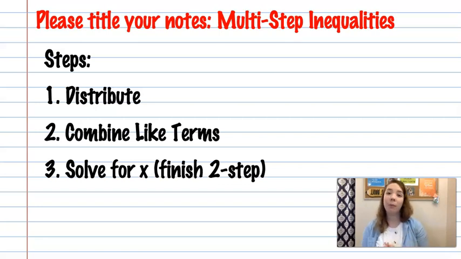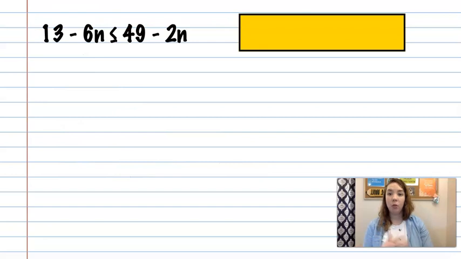Step one is to distribute if you have any parentheses, so you don't always have to do that, only when you have parentheses. Step two is to combine like terms, get your x's together, get your constants together, and then step three is to solve for x. So after you combine like terms, typically you have a two-step left to finish out. Sometimes it's only one step. So let's just hop in to some examples.